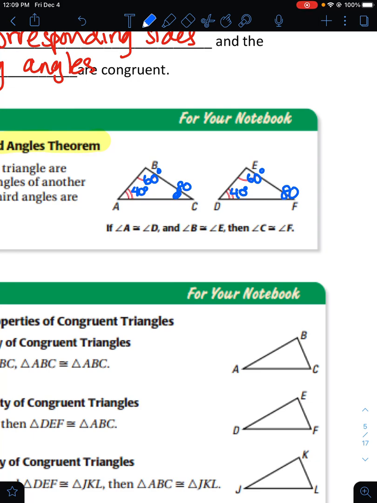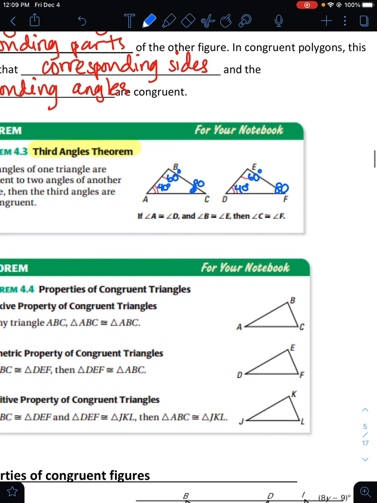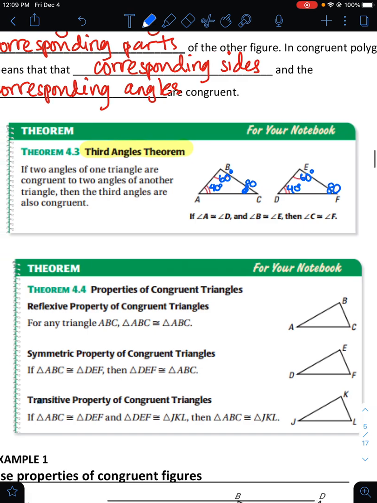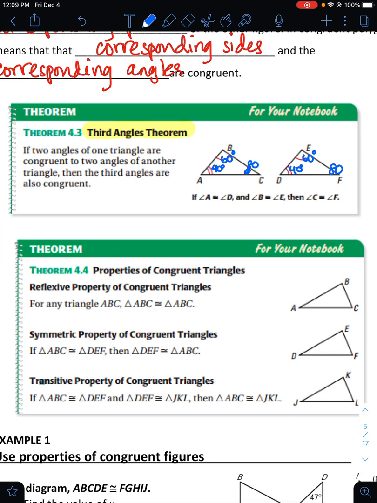So what it's saying is we don't really have to go through the math every time. If we've got a scenario where two angles out of one triangle are the same as two out of another triangle, the math will always work out that the third one will also be the same amount. And so we call that the third angles theorem. That way we don't have to go through and check that. So we'll come back and use that here in a minute.